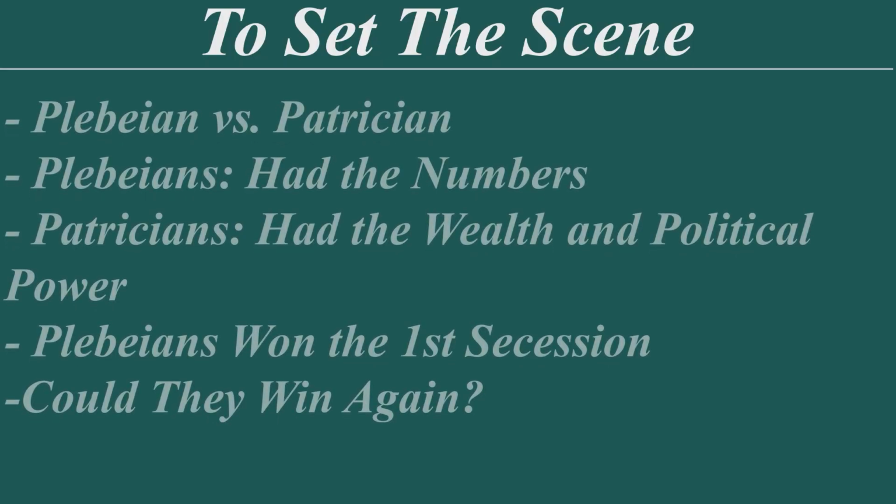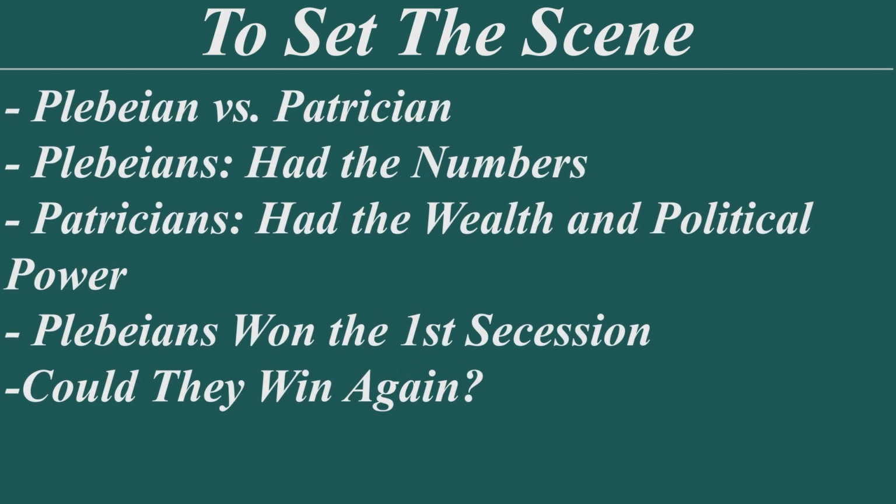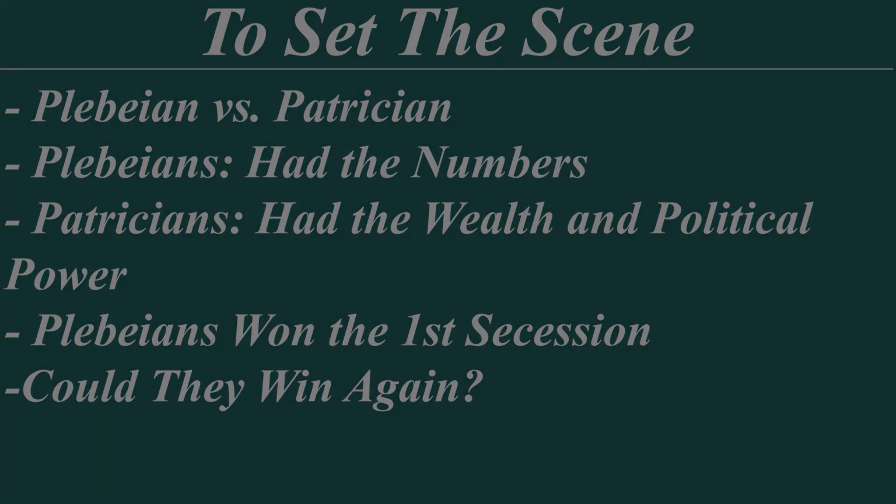So, to set the scene a little clearer, the two Roman classes, patrician and plebeian, were stuck in a serious conflict. While the plebeians certainly had the numbers and made up the overwhelming majority of Roman citizens, the patricians had the money, political power, and land to put up a serious fight. The plebeians had won a dramatic victory during the first secession, with the establishment of the office of the tribune of the plebs, but there were still quite a few issues to deal with.